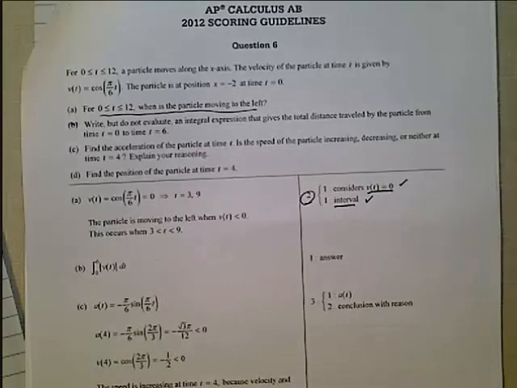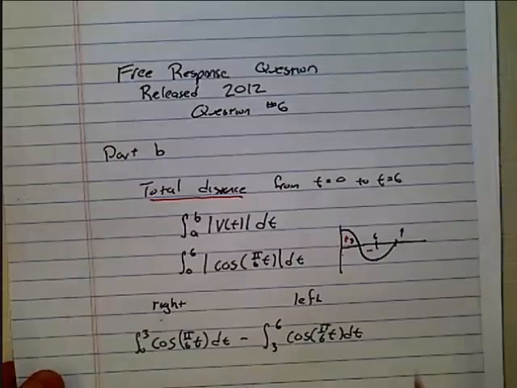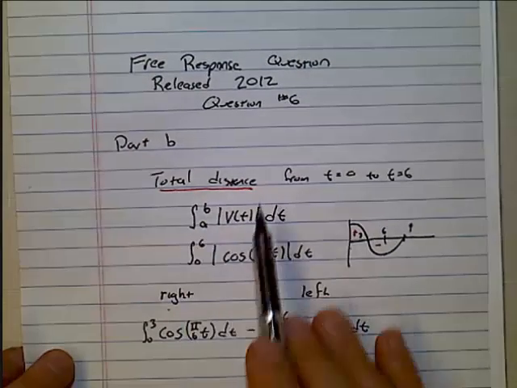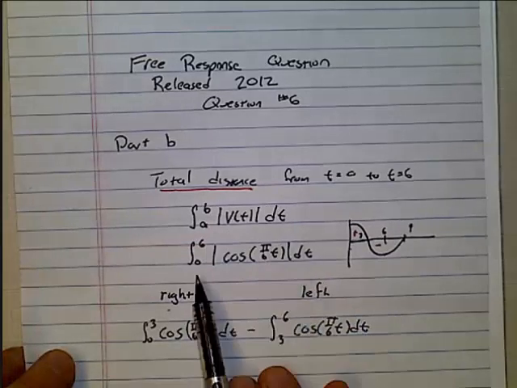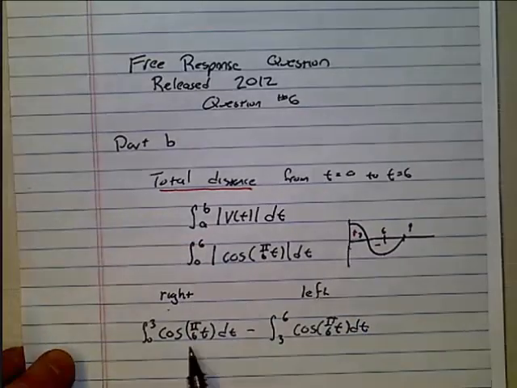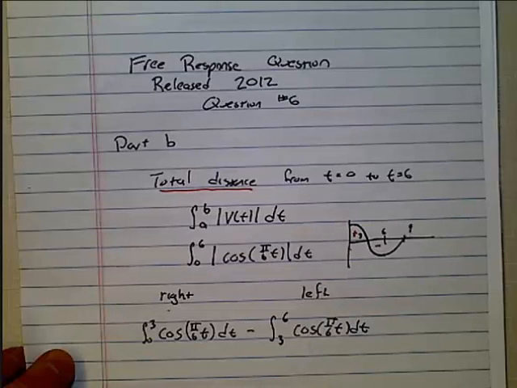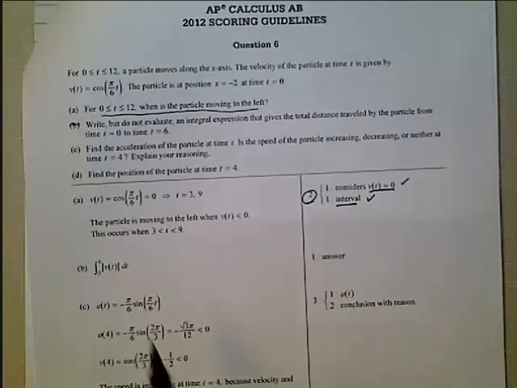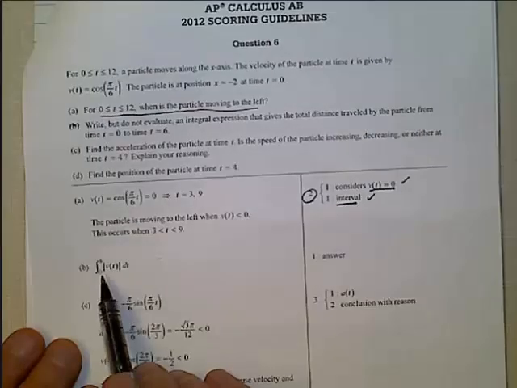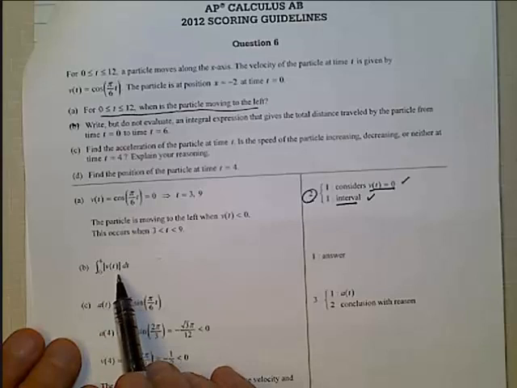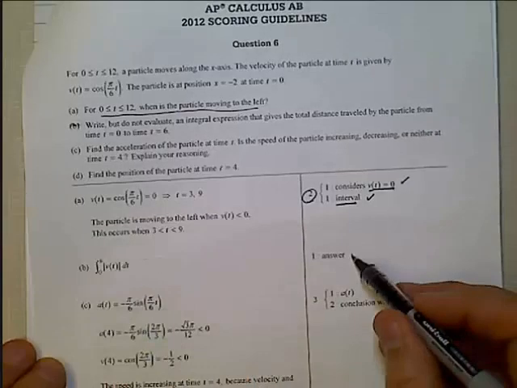Now let's go to part B. On part B, I did a good deal of work finding the total distance, saying that it was this integral, and I said that was this integral. And then I split it up, and then I have two integrals that can be evaluated. What they've done is they've just said it's the integral from 0 to 6 of the absolute value of velocity. They didn't even put the velocity function in there, and they consider that to be worth 1 point.